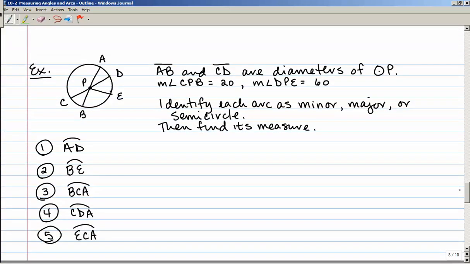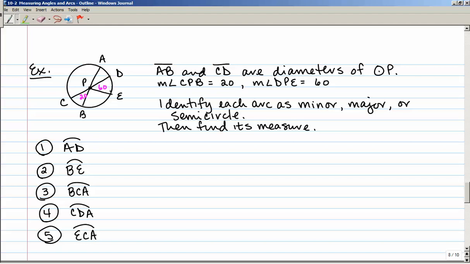Here's another example. In circle P, segment AB and segment CD are diameters. And we know that angle CPB is 20 degrees. I'll try writing that in there. And angle DPE is 60 degrees. And we need to identify each arc as minor, major, or a semicircle, and then find its measure.